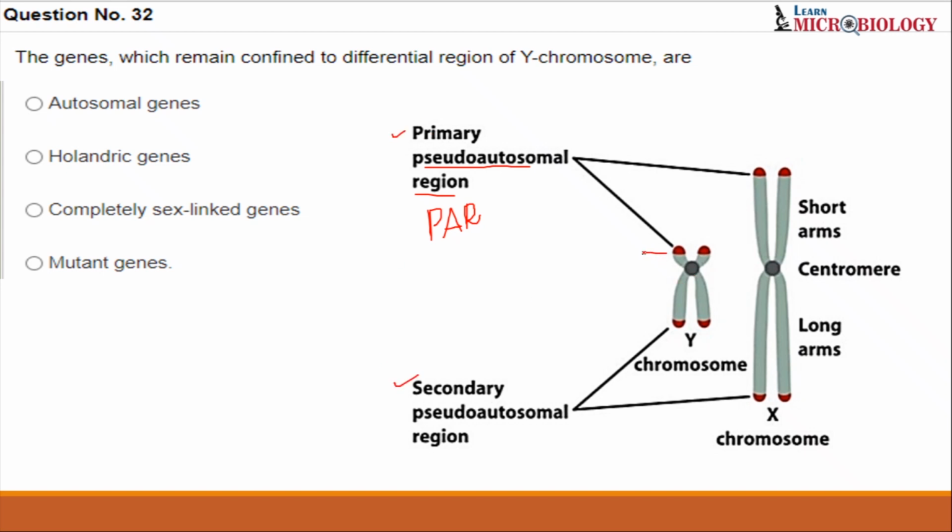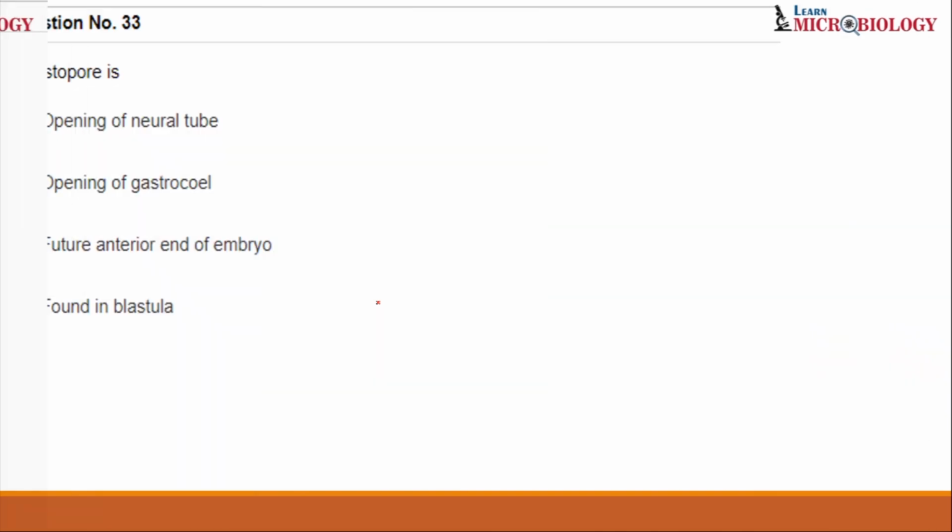Now all the other regions, marked in green color on the Y chromosome, are unique to the Y chromosome. They are not present in the X chromosome, and that is what the question is about: the differential region of the Y chromosome. The region of the Y chromosome which is not present in the X chromosome is called holandric genes. We also have one particular gene present among the holandric genes called the SRY gene, which is very important for determining male characteristics. The main important gene is SRY. You might have this in some other question, so I'll just mention it here. So we have got the answer to this question. Let's move on to the next question.